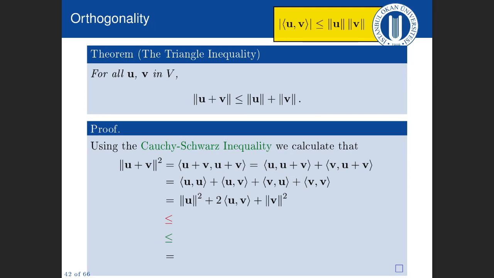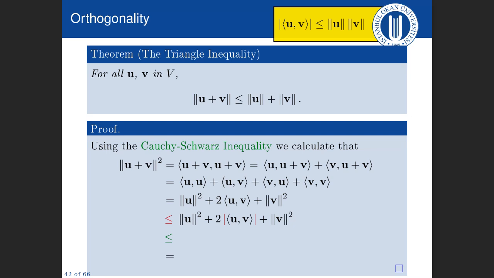Now, how can we make this bigger? The first term is a positive number. The third term is a positive number. And in the middle, we have a number which might be positive or it might be negative. If we put absolute value signs around the middle term, then we get positive plus positive plus positive. That must be the same or it might be bigger.